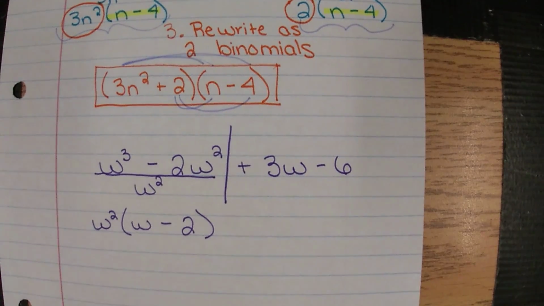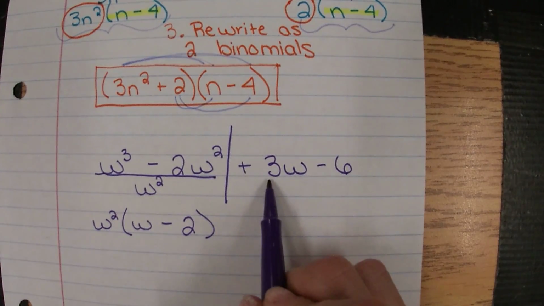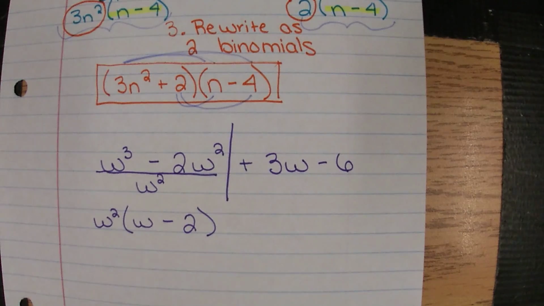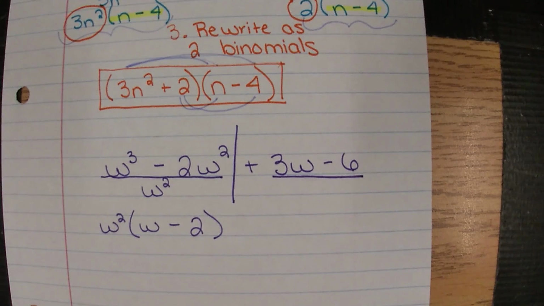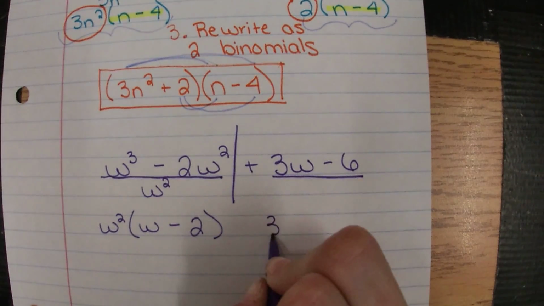Then we're going to look over here on the right-hand side. So we need to find our GCF of 3w and our GCF of 6. So what's going to be our GCF for the right-hand side? We should pick 3, because they don't both have the variable, so we can't pull a variable out with it. So once we pick that 3, we're going to divide it out.